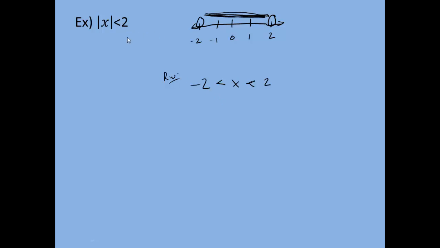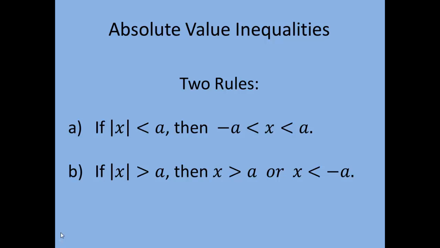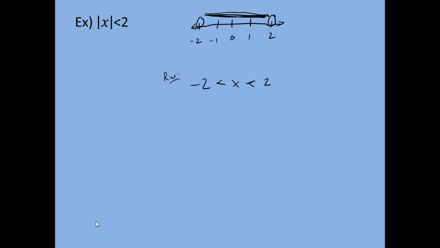If you're looking at the rule, let's go back to it real quick. If the absolute value of x is less than a, then we can write it as negative a is less than x is less than a. In this case, we used a as 2, because the absolute value of x was less than 2. So we rewrote this as negative 2 is less than x is less than 2. It's all based on that number line, though, and the distance from 0.